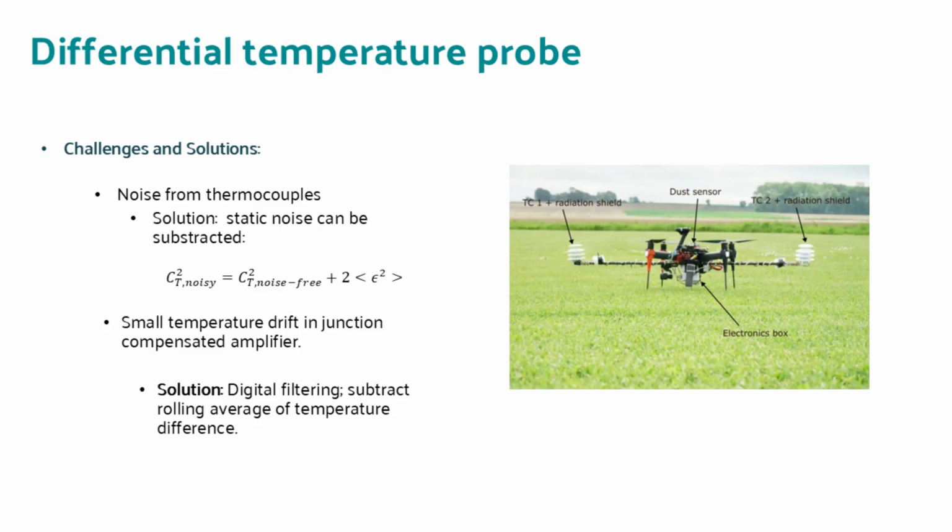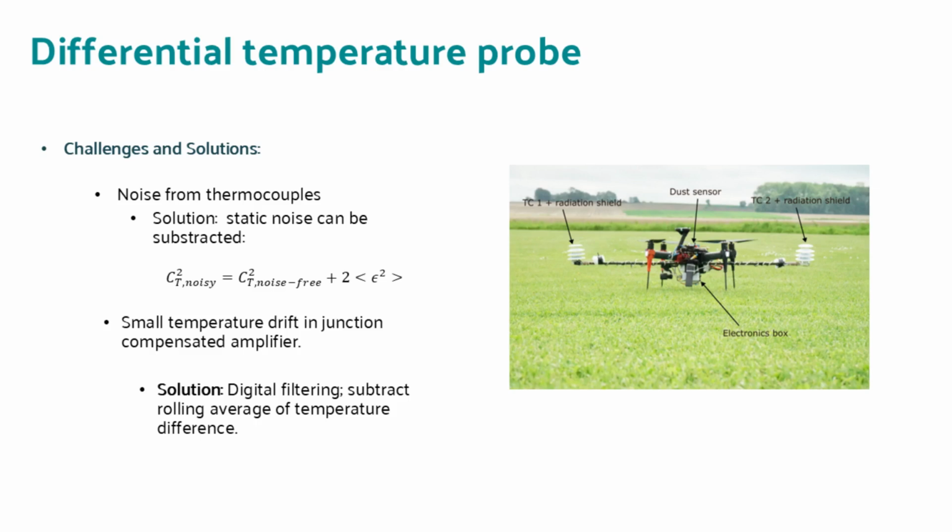First, the thermocouples produced quite a bit of noise, either from the probes themselves or from the wiring and the amplification. However, as long as this noise is statistically stationary, it can be accounted for during the data processing. So when calculating the temperature structure constant, which maps the fine scale temperature variations, the noise can be separated out, allowing us to retrieve a clean signal.